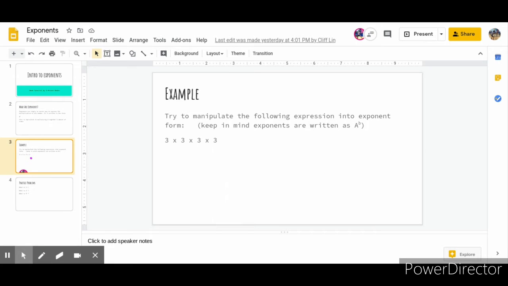We want to manipulate the following expression into exponent form. We have to keep in mind that exponents are in the form a to the bth power. So we have 3 times 3 times 3 times 3. An exponent is just the base number a multiplied by itself b times. So we know it's multiplying itself 4 times: 1 three, 2 threes, 3 threes, and 4 threes. So b equals 4, and the base number is 3. So in exponent form, 3 times 3 times 3 times 3 is simply 3 to the 4th power.